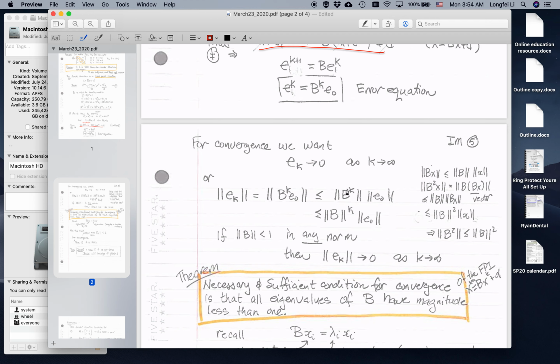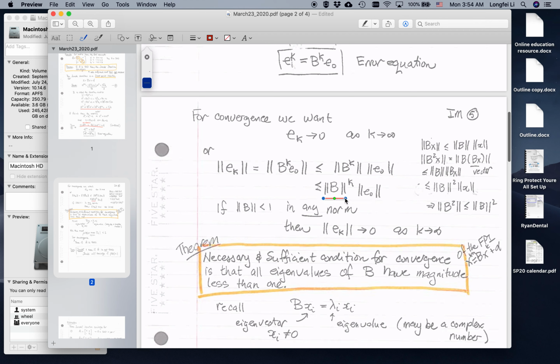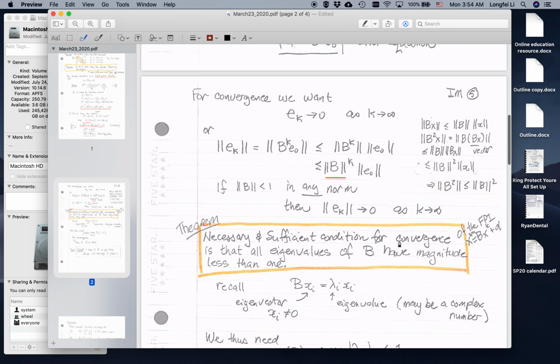So this should be bounded by the matrix norm to the k's power and the vector norm, and using this relationship, we get the k's power, so we can move the k's power outside of this norm. Therefore this is bounded by B to the k's power of e0. Therefore, if we can show that the norm of B is less than 1, then this should go to 0, because the k's power of something that is less than 1 should go to 0 as k goes to infinity. Therefore, if we can show that, then we will have the desired convergence results.